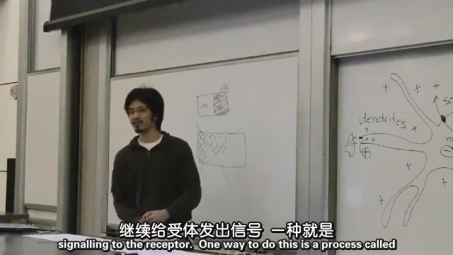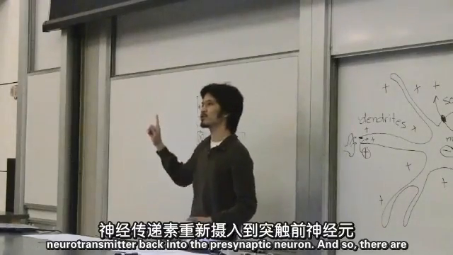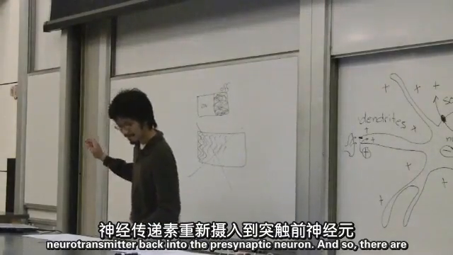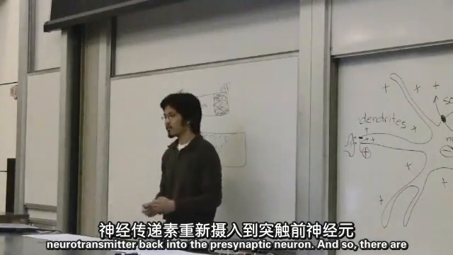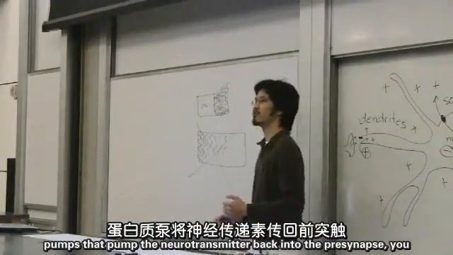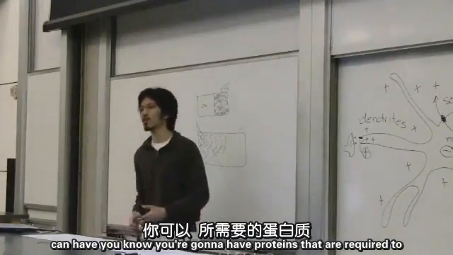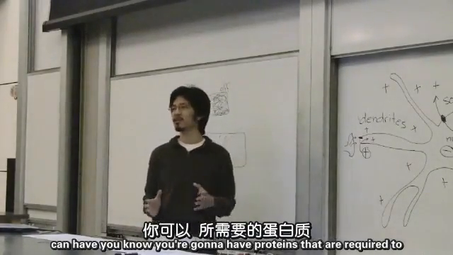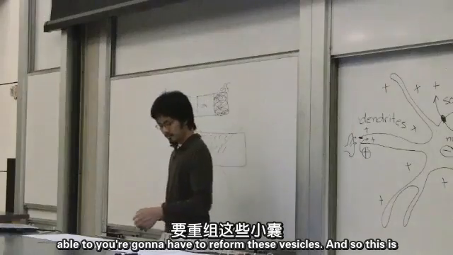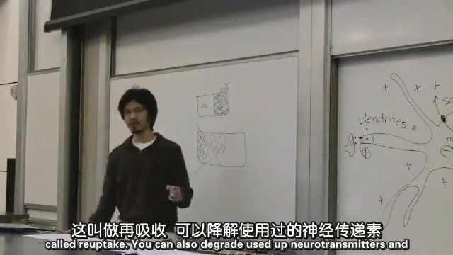One way to do this is a process called reuptake. This is essentially the reinsertion of a used-up neurotransmitter back into the presynaptic neuron. There are a variety of proteins that mediate this process. You can have protein pumps that pump the neurotransmitter back into the presynapse. You're going to have proteins that are required to repackage the neurotransmitters in the vesicles, and you're going to have to reform these vesicles. And so this is called reuptake.